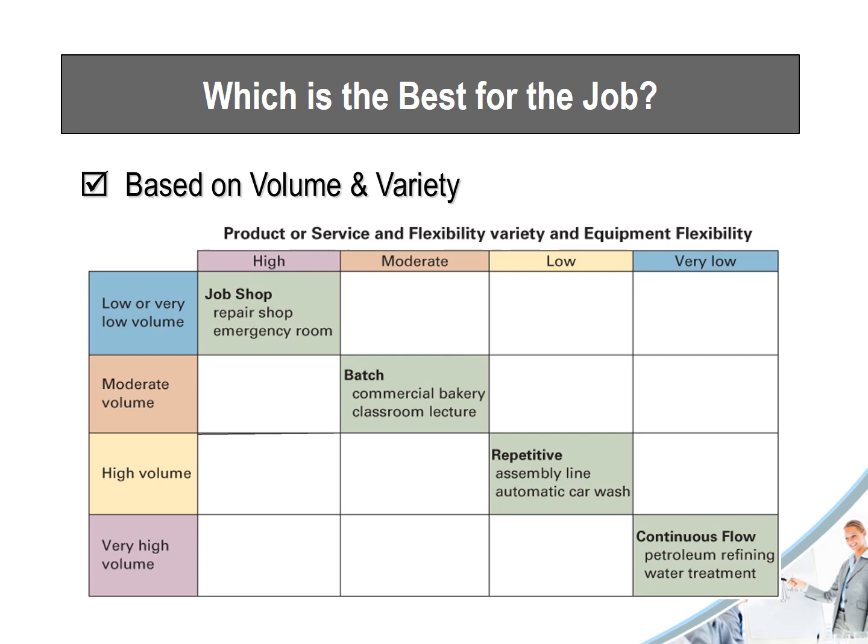For low or very low volume, a job shop is recommended. For moderate volume, a batch process is recommended. For high volume, a repetitive process is recommended. And for very high volume, you want a continuous flow.